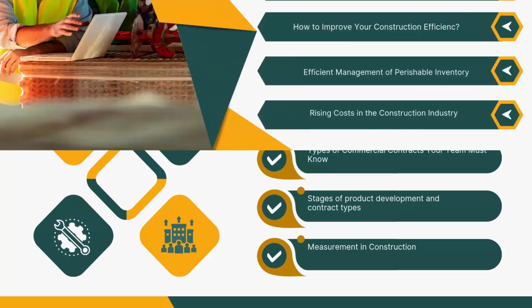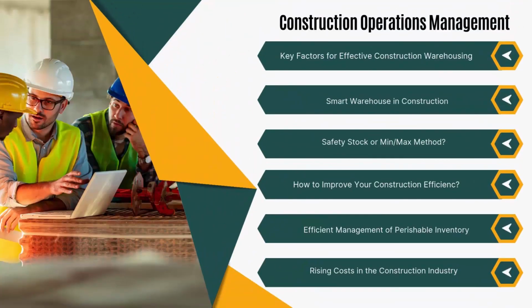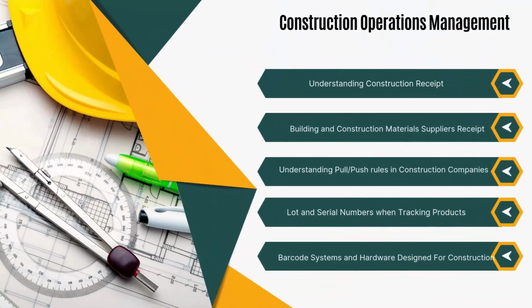Module 1: Construction Companies Operations Management. The key types of construction contracts. Types of commercial contracts your team must know. Stages of product development and contract types. Measurement in construction. Key factors for effective construction warehousing. Smart warehouse in construction. Safety stock or min-max method. How to improve your construction efficiency.